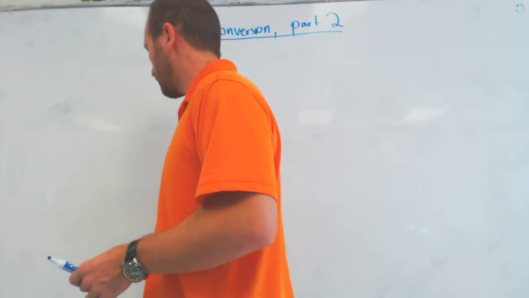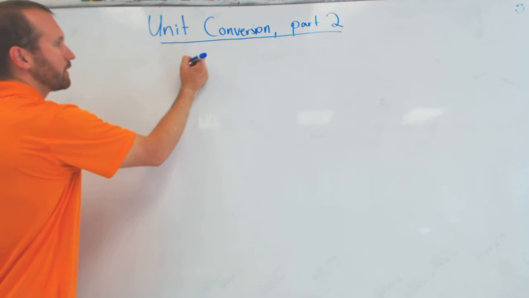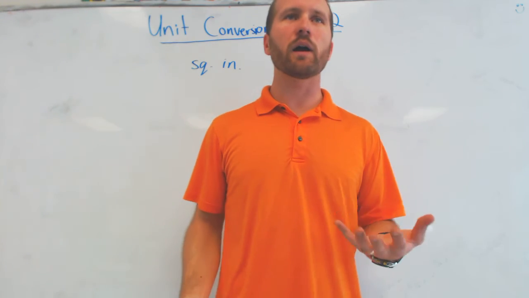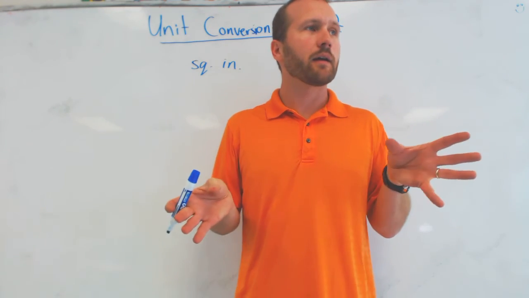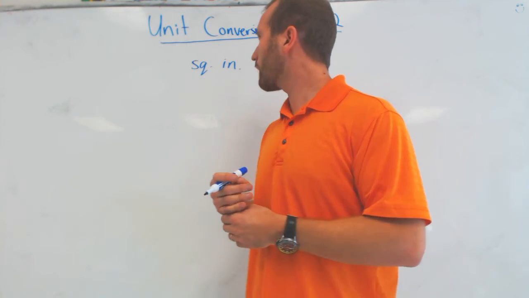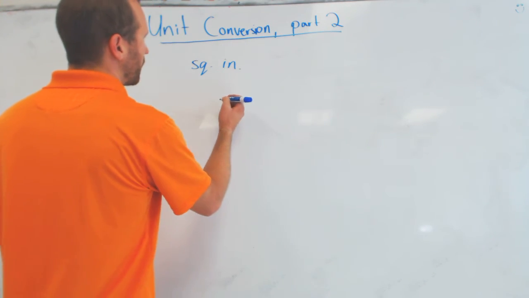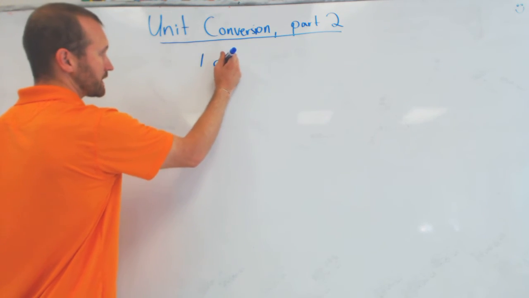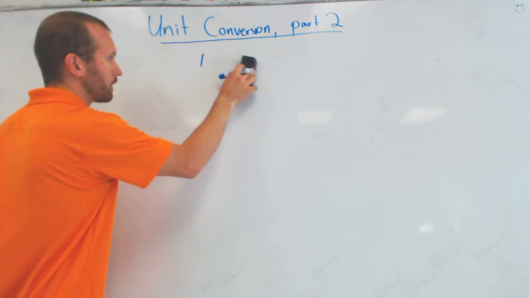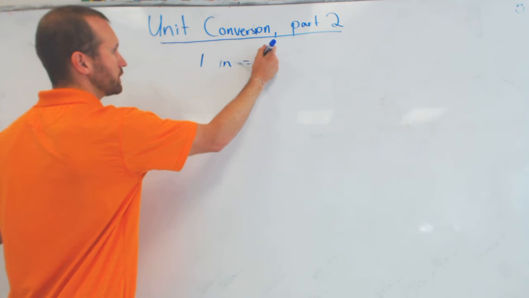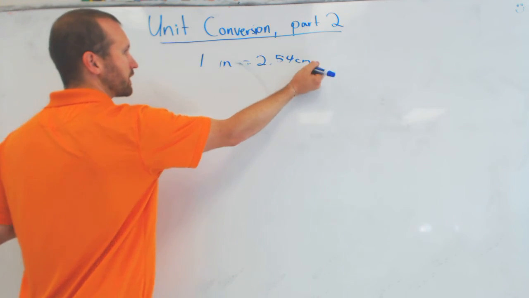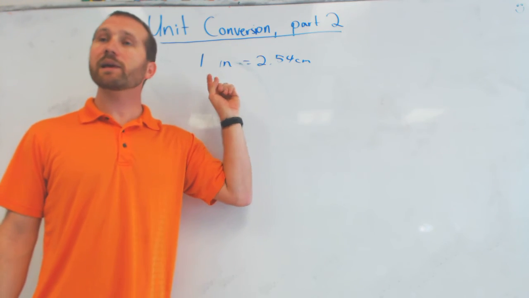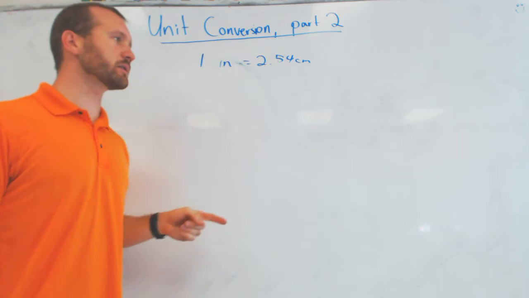So, have you guys ever heard of something called square inches? Square inches measure what? Area. Yeah. Okay. So, if we're converting between square inches, we're going to use the same conversion factor. 1 inch equals 2.54 centimeters. This is not talking about square inches and square centimeters. But we can use it to convert from square inches to square centimeters.